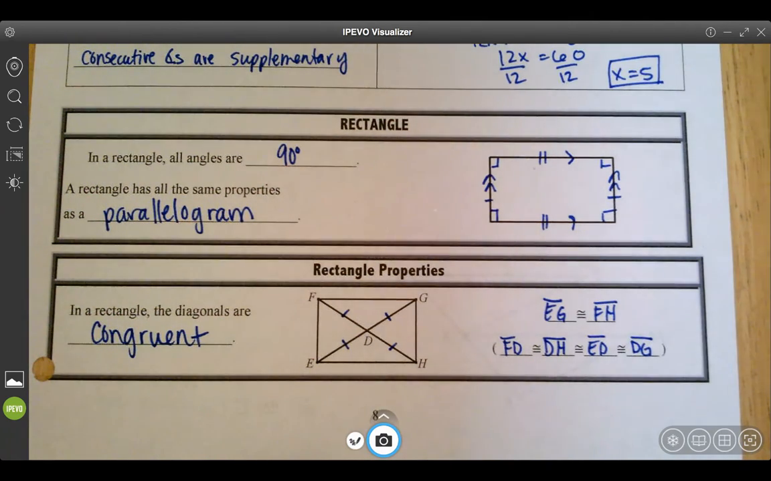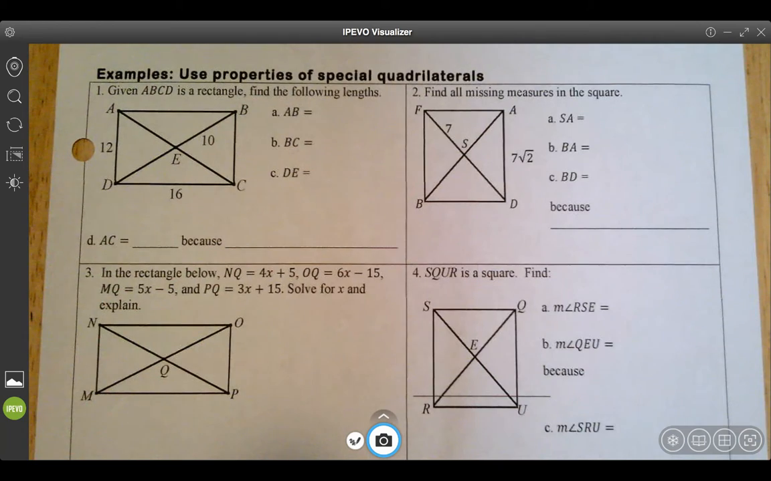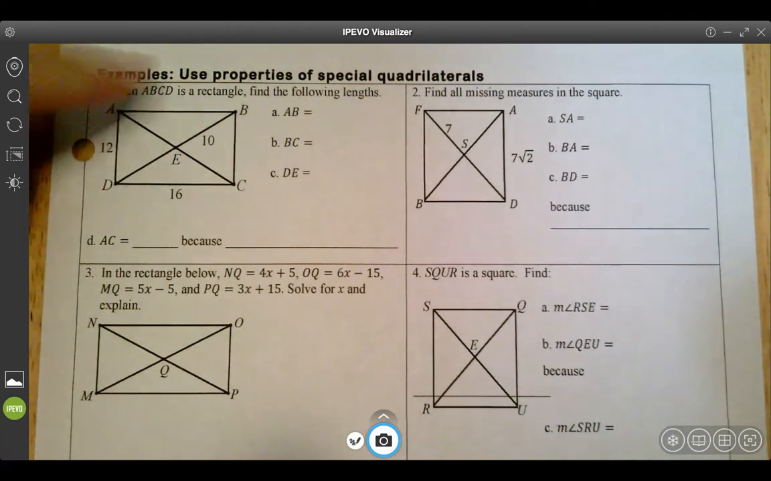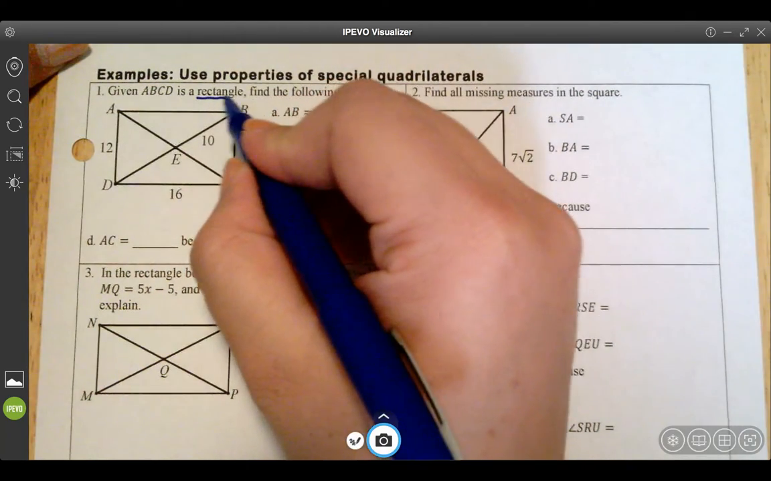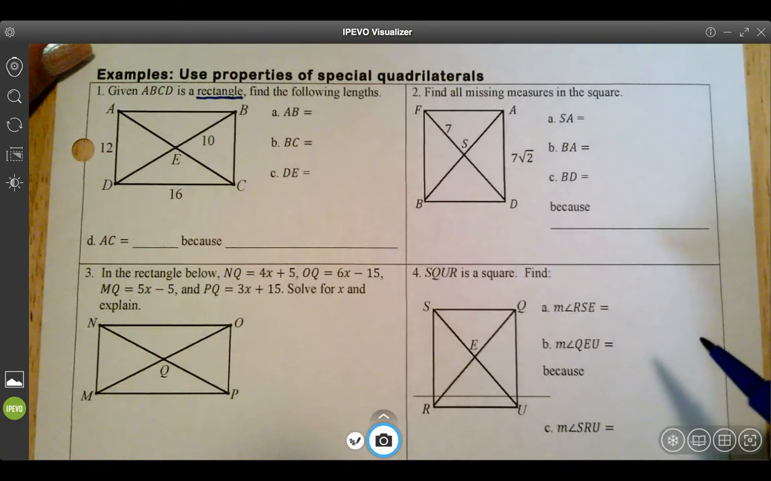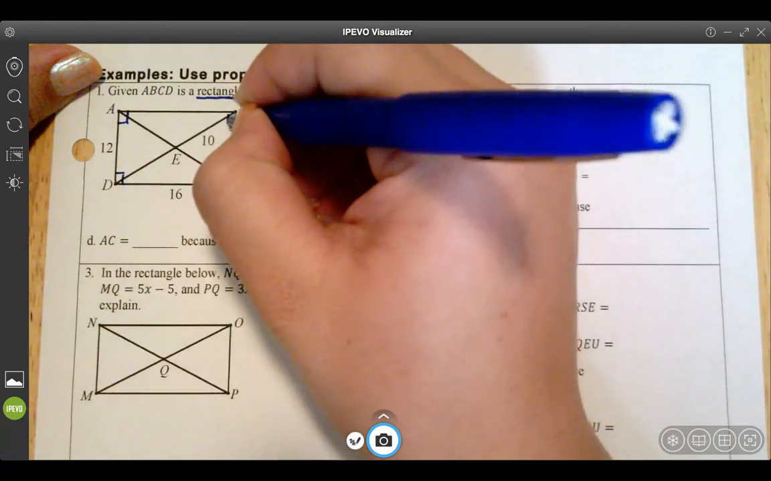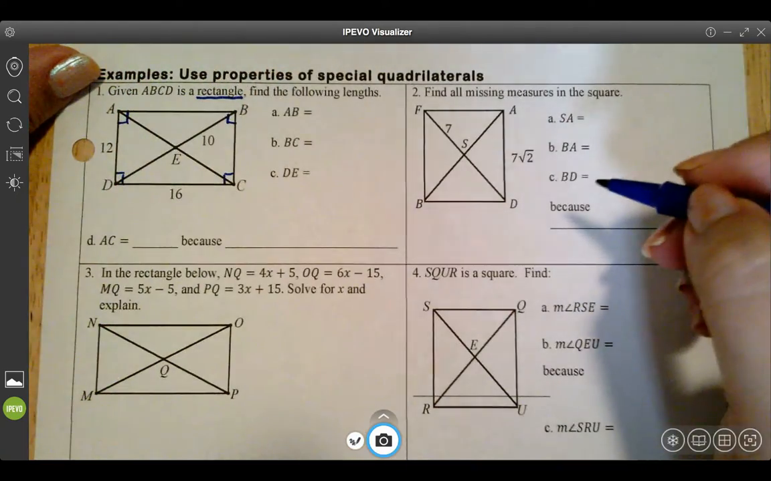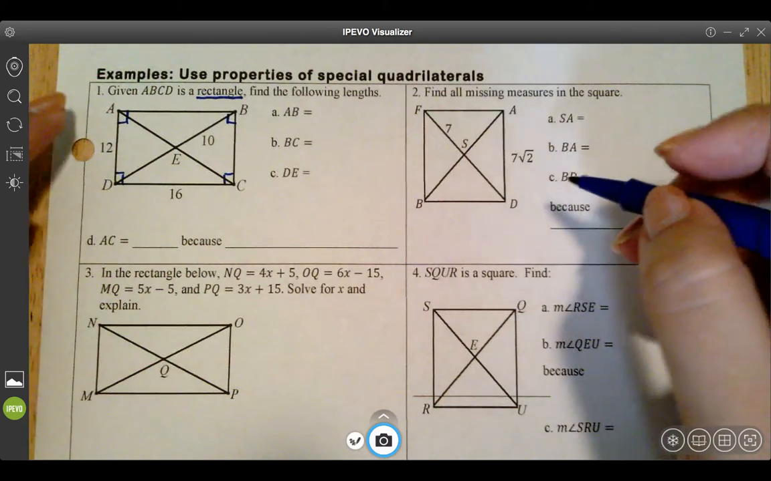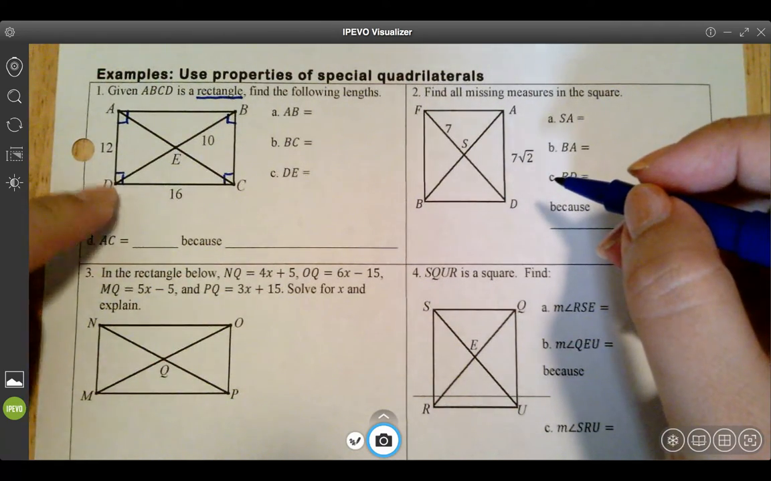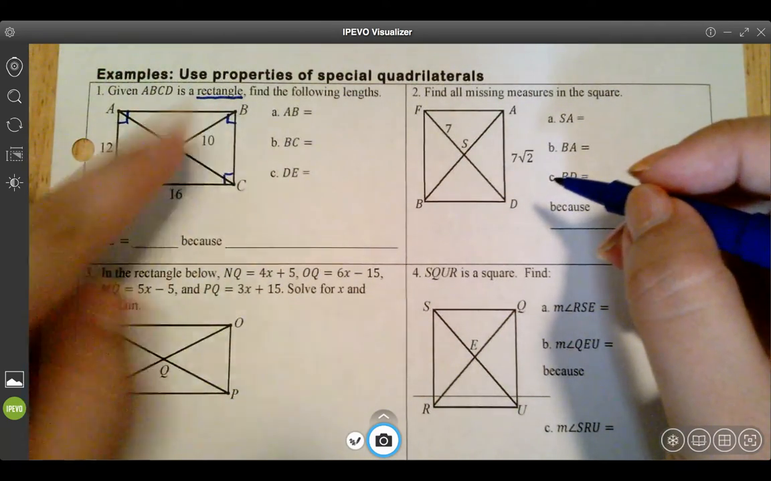Okay, let's look at some examples with rectangles. In the first example here, we're using the properties of special quadrilaterals. For this example, we're given that it's a rectangle. We cannot assume that it's a rectangle just because it looks like 90-degree angles. We have to be told. And so now we can go ahead and mark those 90-degree angles. We need to find the following lengths. So we have AD, DC, and BE. We want to find AB.